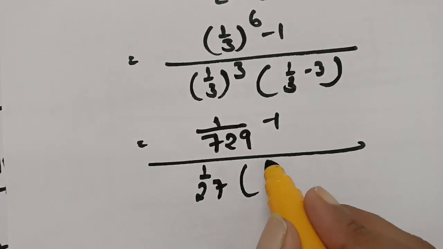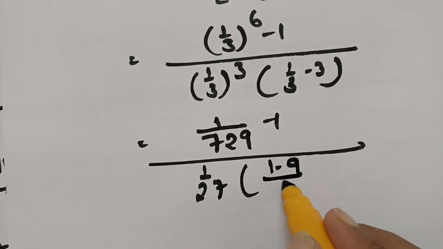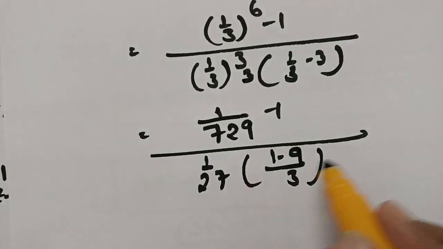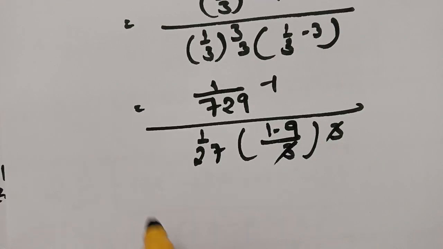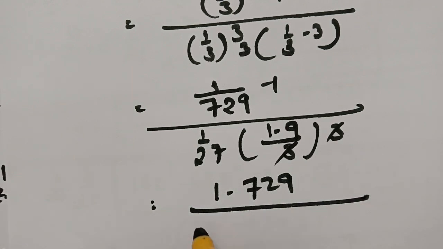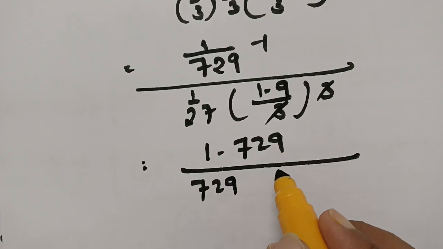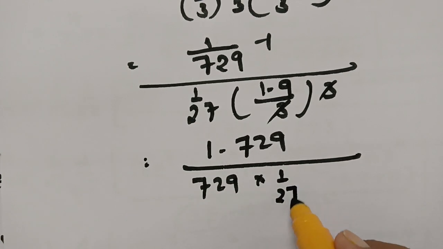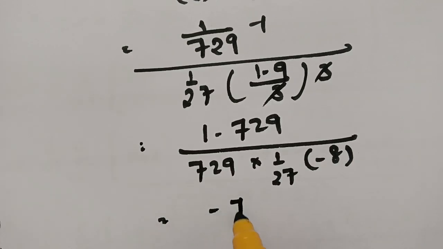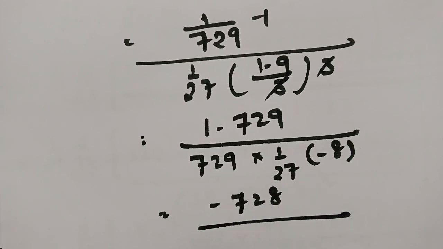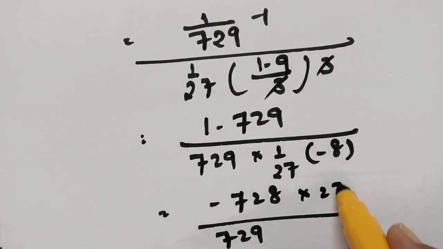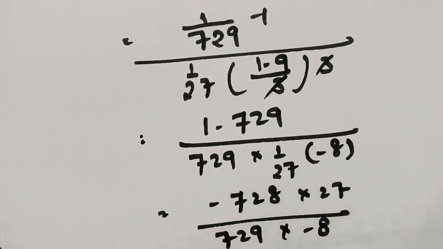So if I take LCM, this will be 1 minus 9 by 3. And here there is 3 here. So this value 3, if I cancel, this will be 1 minus 729 by, this is again 729 down, and here this is 1 by 27 into minus 8. So this, if I cancel, this value is 728 by 729 into, if I send to the numerator this one, 27 into minus 8.